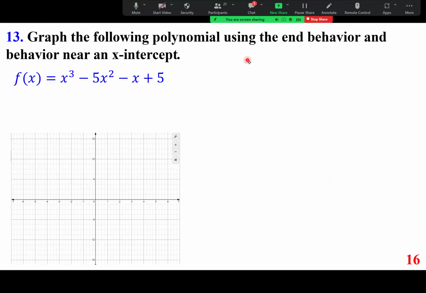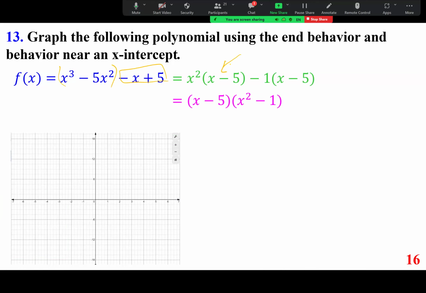Graph the following polynomial using the end behavior and behavior near x-intercept. First, let's put this in factored format to find the intercept. Makes life easier. So put these two together: x squared times x minus 5. Put these two together: minus x minus 5. So x minus 5 is in common times x squared minus 1. And as you know, x squared minus 1 is x plus 1, x minus 1. So this is completely factored out.